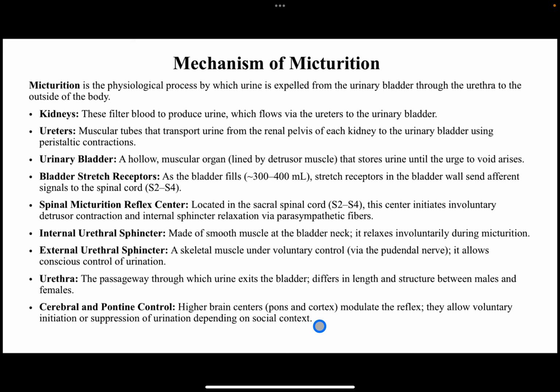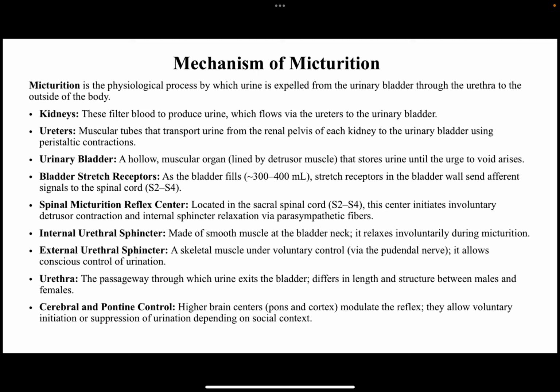Now we are going to look at the micturition mechanism itself. In fact, the mechanism of micturition involves two phases. We have the storage phase, whereby the urine has to be stored in the urinary bladder, and we have the voiding phase. The voiding phase is the micturition. So let's start with the storage phase.